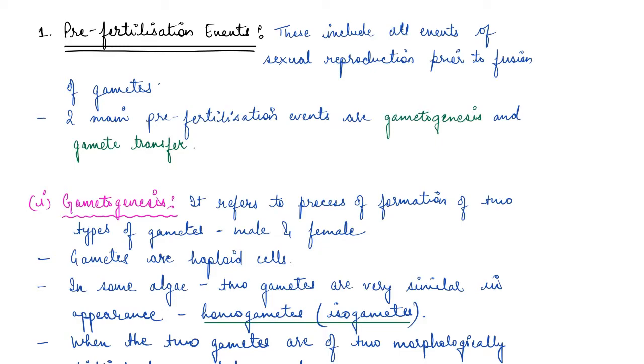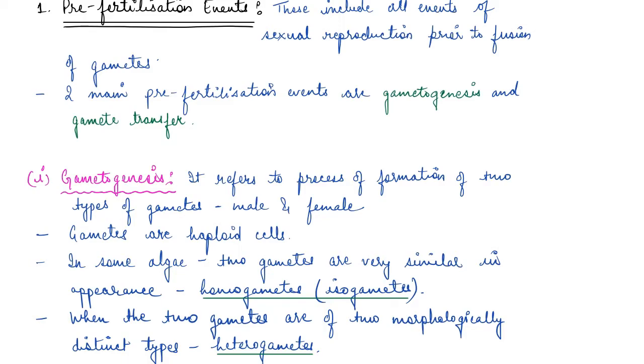Okay, so what does gametogenesis mean? Gametogenesis is nothing but the formation of two types of gametes, which are male and female. These gametes are haploid cells, so it's n in number. Now, in some algae, they can be very similar in appearance, which is known as homogamete, and in other cases, like in human beings, Homo sapiens, the two gametes are very different morphologically, which is known as heterogametes.